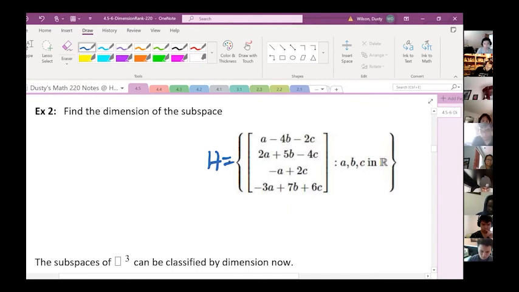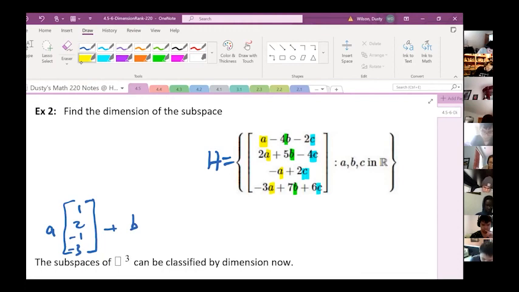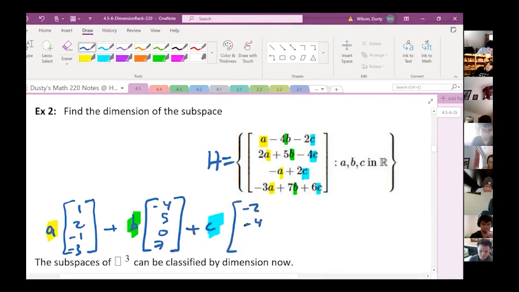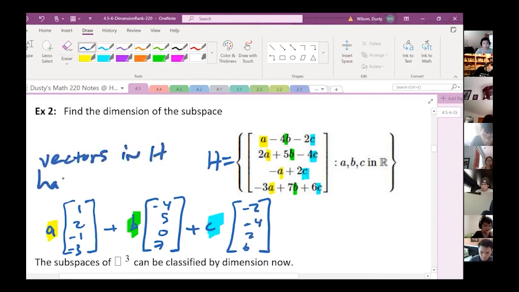We could think about this and say, well, there's A's and there's B's and there's C's. So how much A is there? Looks like we have 1, 2, -1, -3. That's how much A. And then how much B? All of our vectors in H have this form right here. So we could also say that these vectors span H.